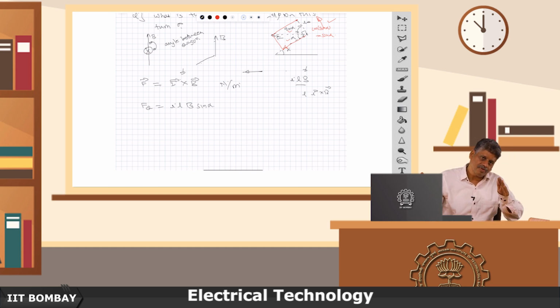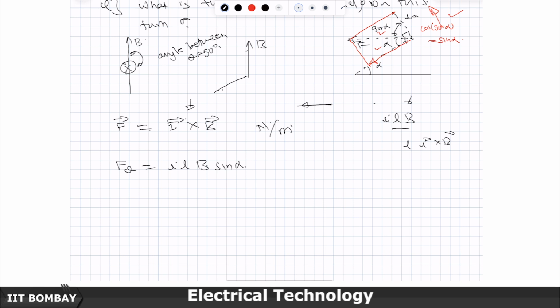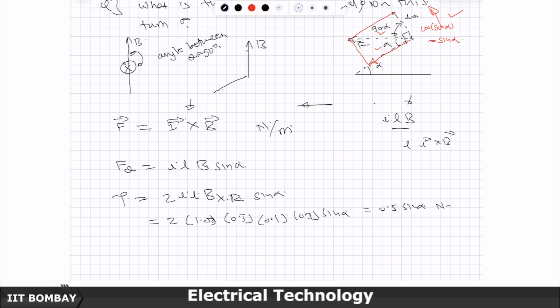This will create a rotational force on this side, and the other side is also creating a torque or rotational force on the other side, and so the total torque which you will get will be 2 I L B into R sin of alpha, which if you substitute here will be 2 into 10 into 0.5 into 0.1 into 0.5 sin of alpha, which is 0.5 sin of alpha Newton meter.